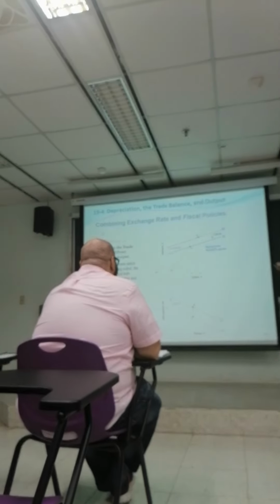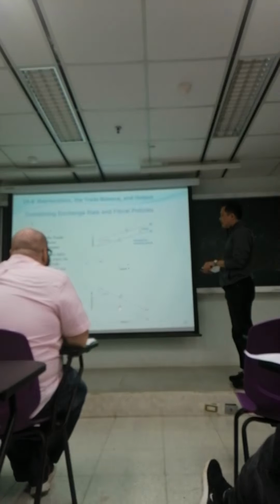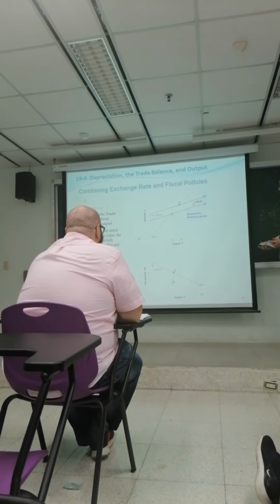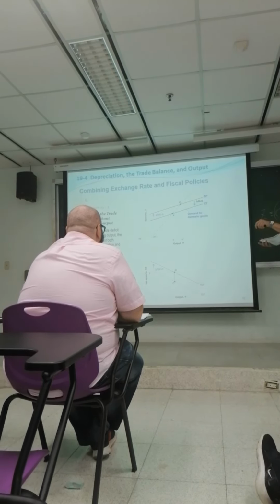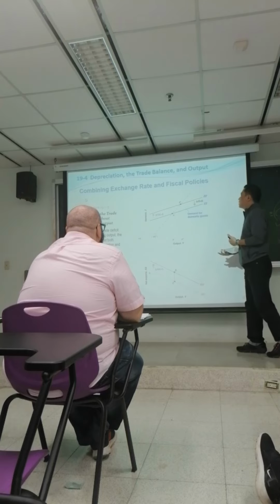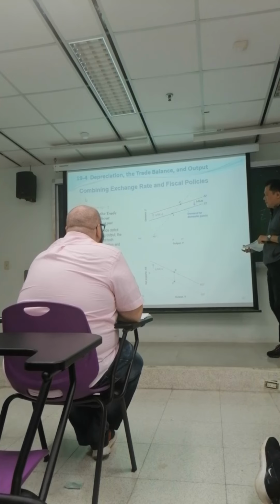Now, the policymakers want to eliminate this trade deficit, okay, without changing the output level. Because maybe this is the potential output level, okay? We just don't want to change it, okay? Then how can we achieve this? By mixing fiscal policy and exchange rate policy.